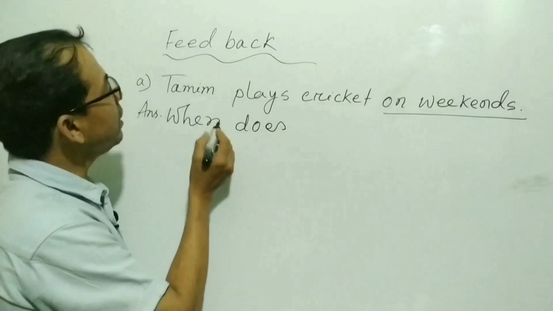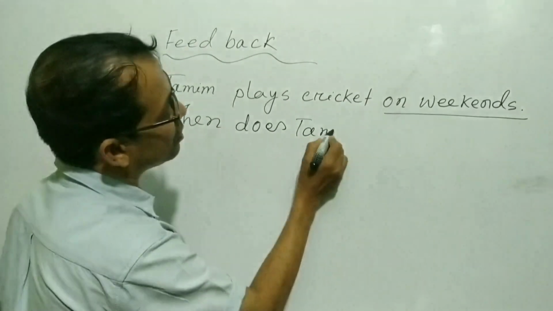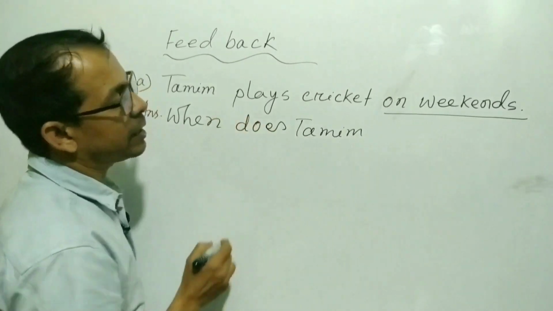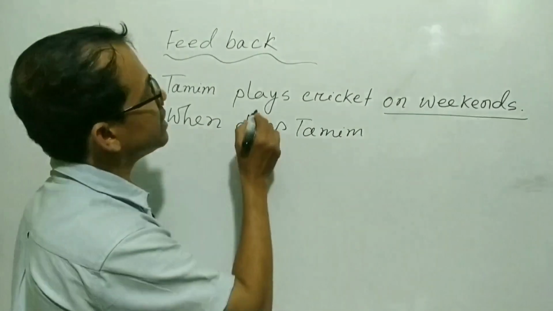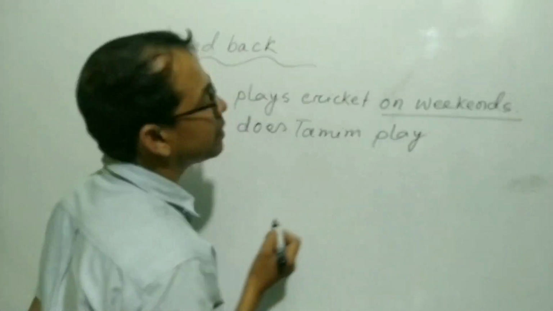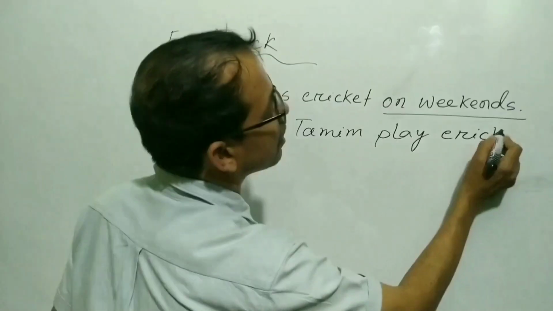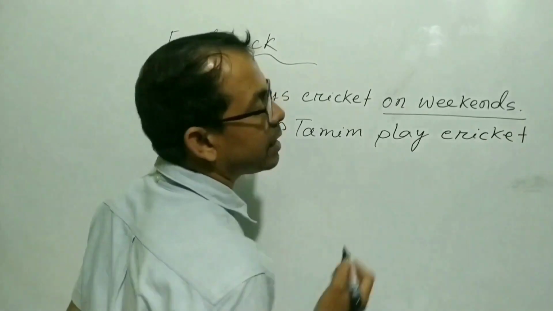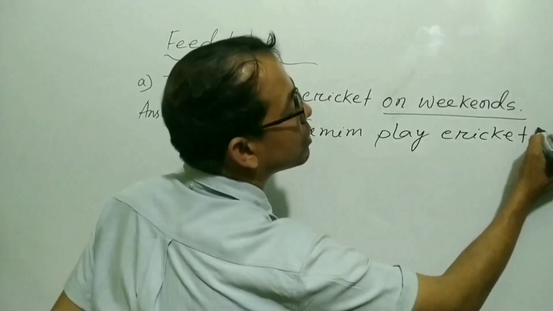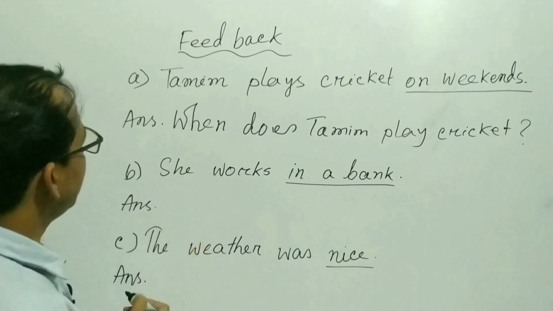And third one, subject. You have to write the subject, Tamim. So, when does Tamim, then the main verb of the sentence, play. Right, play. Then the object, cricket. And then what? Question mark will be given. Okay, my dear student. So next one.